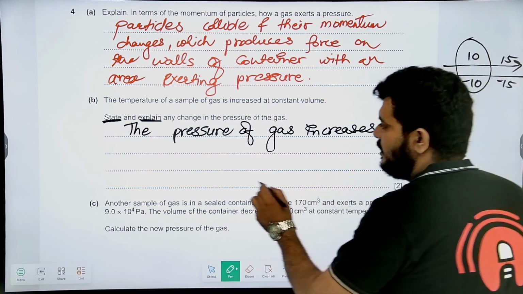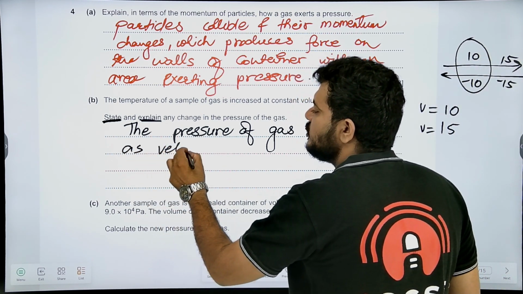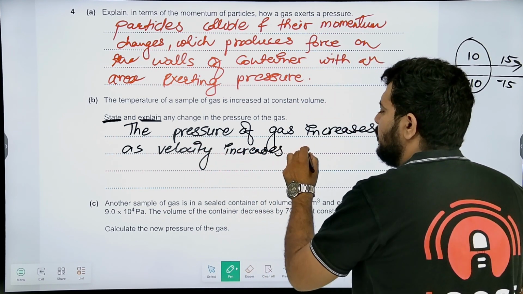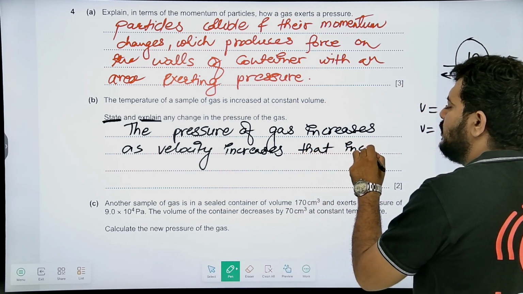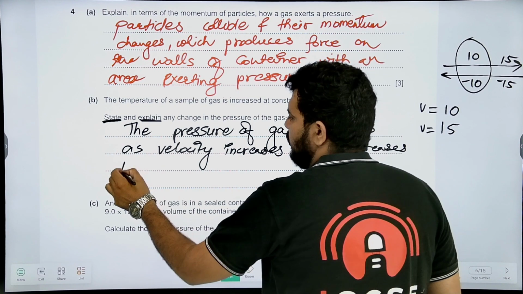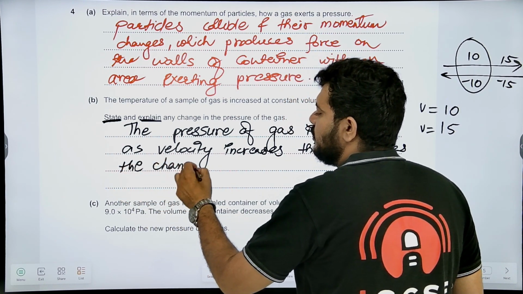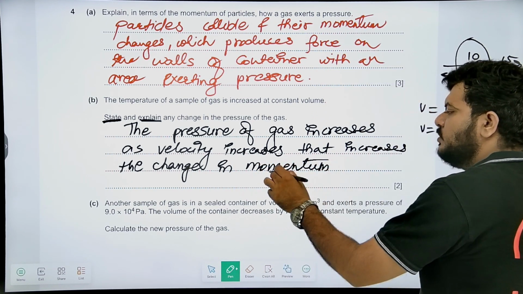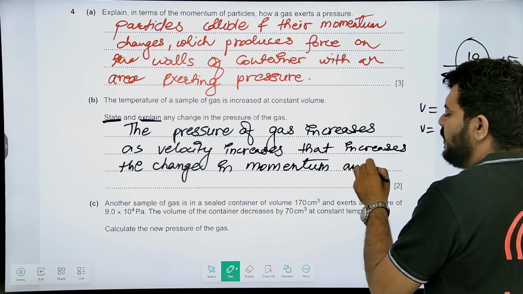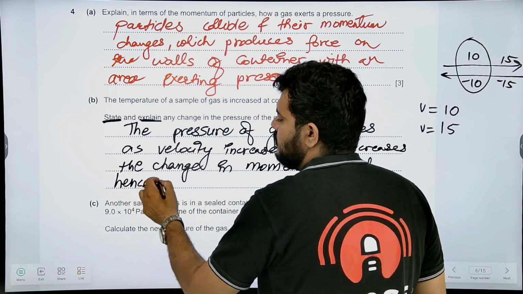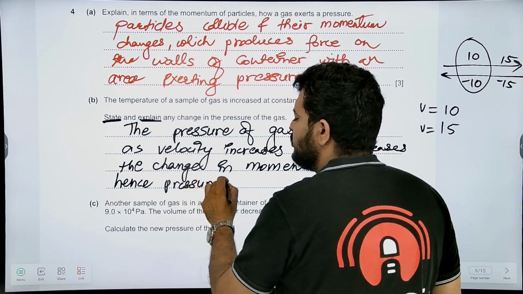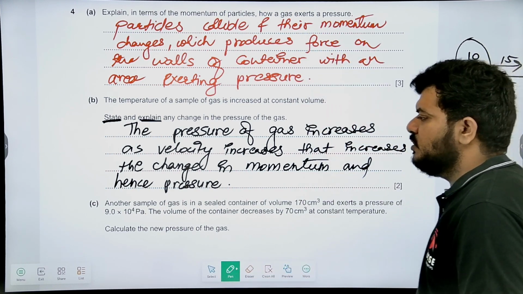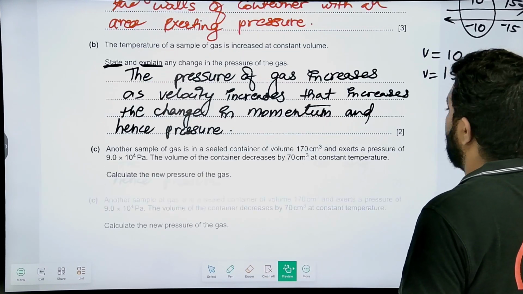The pressure of the gas increases as velocity increases, that increases the change in momentum, right? We don't need to write the whole story. Change in momentum and hence pressure. If you write only change in velocity, because temperature increases velocity and change in velocity changes the pressure, that is also okay, right? Let's look at the next question.